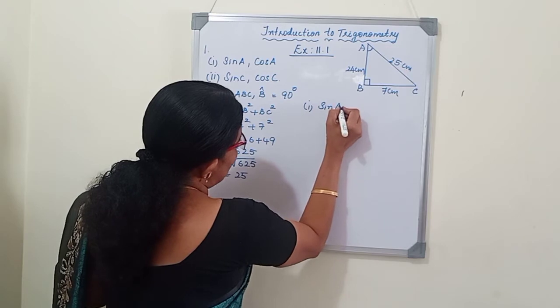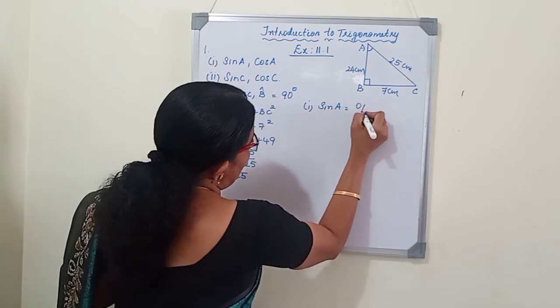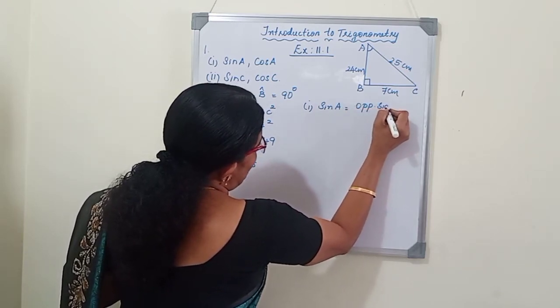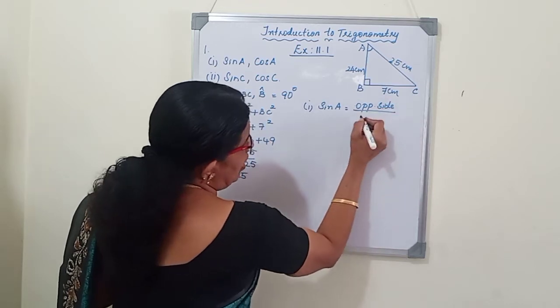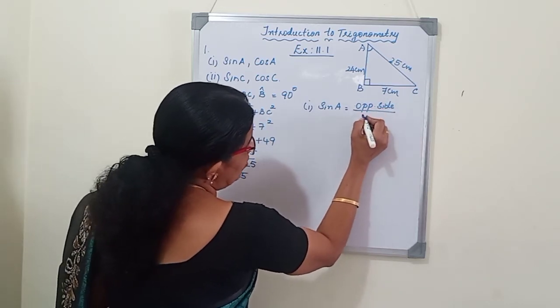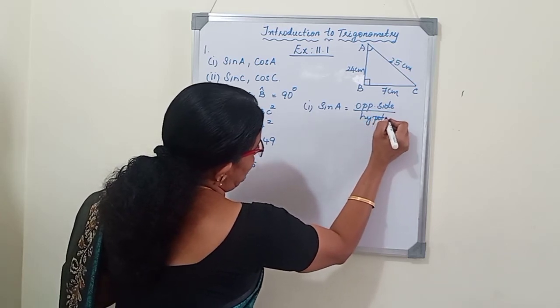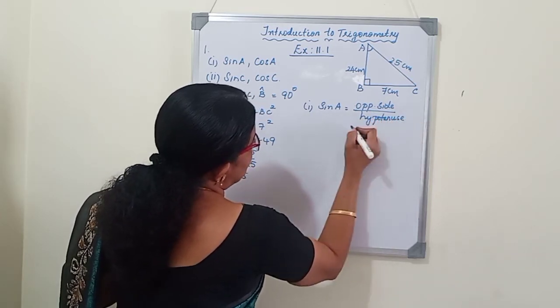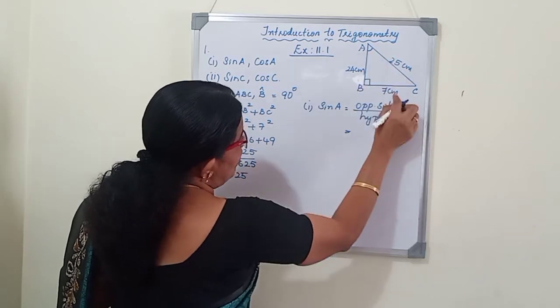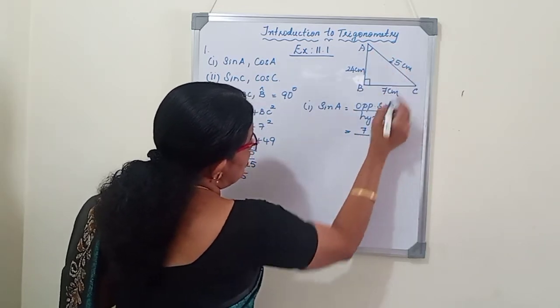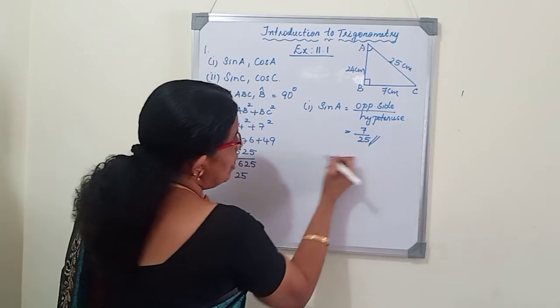Sin A is equal to opposite side by hypotenuse. Once you learn the formula correctly, it's not compulsory to write this formula. Sin A is equal to opposite side by hypotenuse. Now, opposite side with respect to A is 7. Hypotenuse is 25. So sin A is 7 by 25.